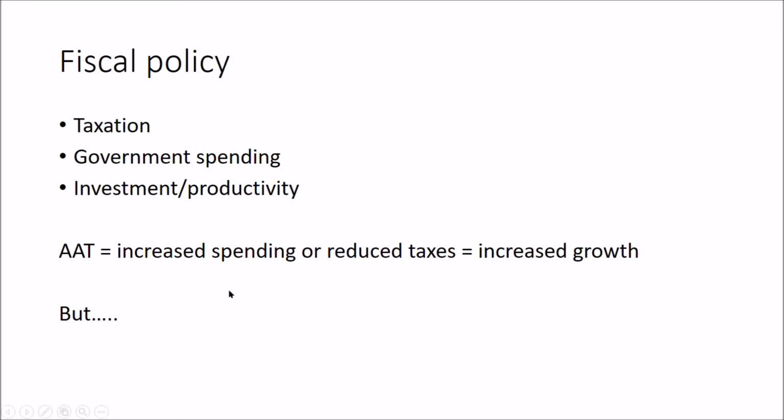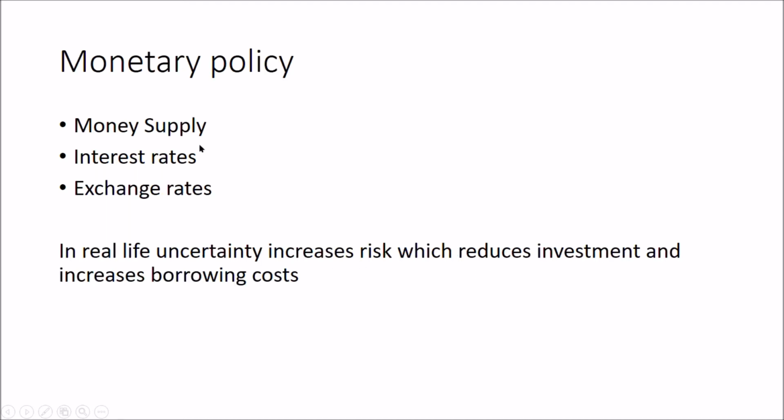Overall, risk is expensive. Whilst the AAT position is very simplified in terms of this increased spending, reduced taxes, increases growth, it does consider some monetary policy in here, and it is correct in saying that what you really are after is low risk. As low risk in the economy as you can have, to then build a platform on which investment can be undertaken. And that's what drives productivity.